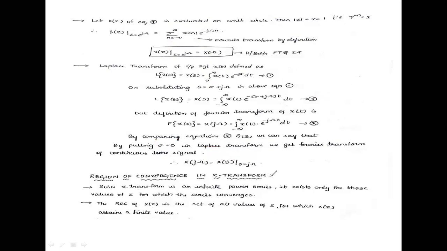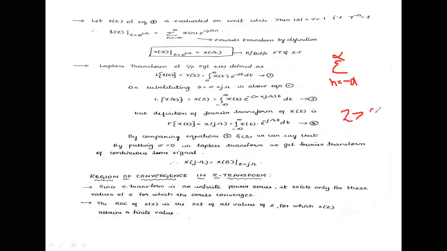Now, these also, the last class we discussed, it is a very important topic: the region of convergence in Z transform. There are some points we have. Since the Z transform is an infinite power series, infinite meaning the sum of n from minus infinity to infinity, it exists only for those values of Z for which the series is convergent.